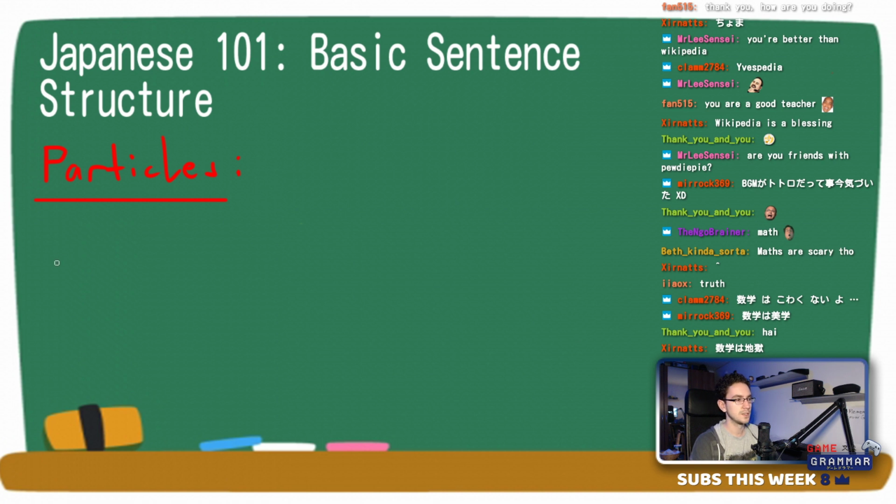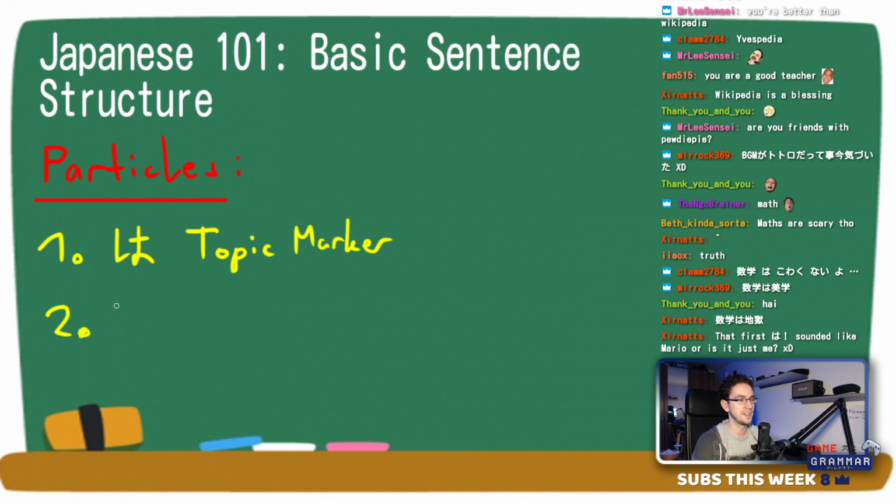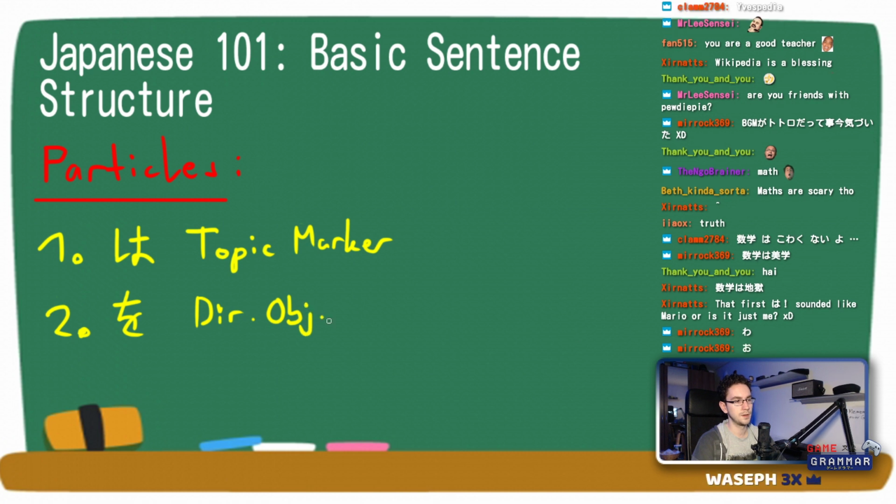So the 2 particles that we're going to introduce today are, 1, wa, and we'll call this the topic marker. And 2, the direct object marker, which looks like this.